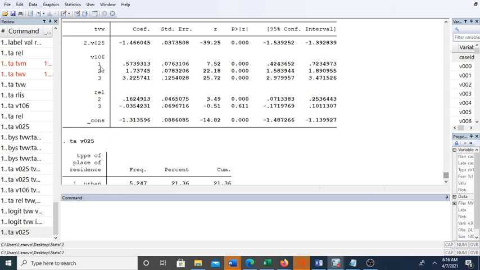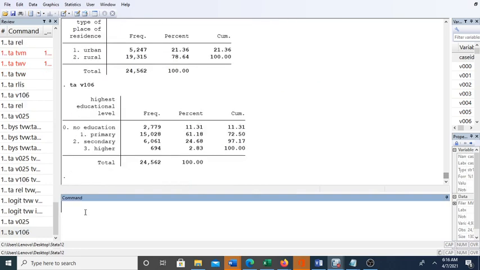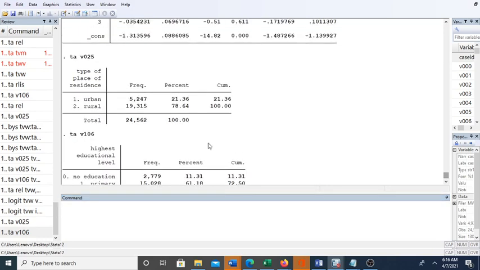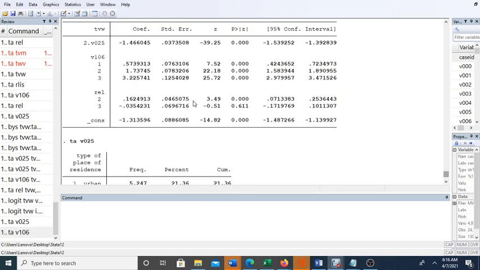Now similarly, at this particular point, if you can tab V106, you can see that 0 is no education, 1 is primary, 2, 3 secondary. If you come to this data, you can see that it has kept the 0, which is the reference category. So it means that those with primary school, 0.57, are more likely to watch TV compared to their colleagues with no education, significant at 1%.